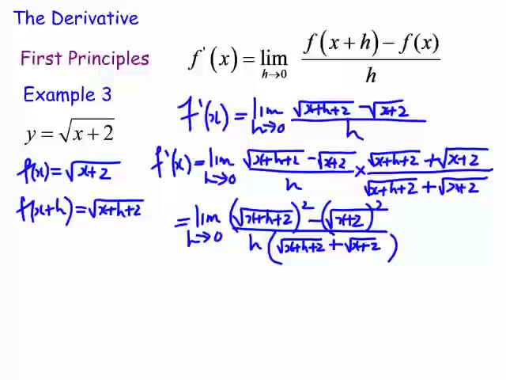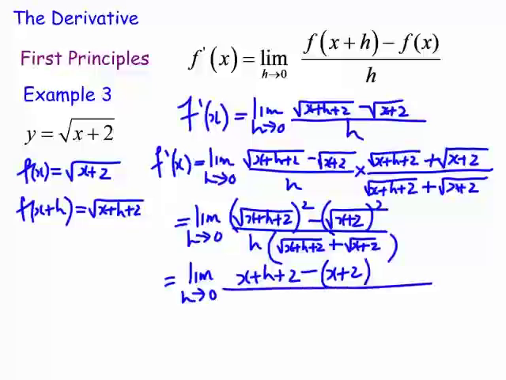When we square the tops, we can simplify them, which we should be able to see. We're just going to get x plus h plus 2, the square root of that squared is just the expression, minus this expression, x plus 2. And the bottom again is this still messy expression, but we're not going to do much with it. We're just going to substitute h as 0 like before in a minute.